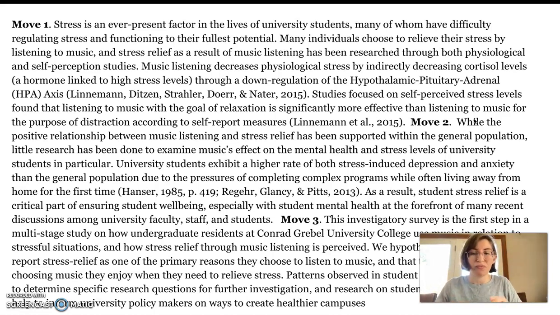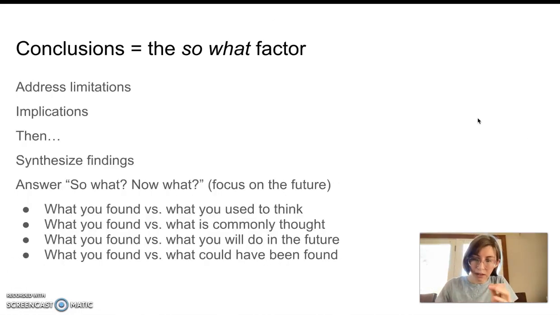It's the first impression, so that's why we have a lot of structure to it. There's less structure with the conclusion. But to write a good conclusion, you would focus on something called the so what factor. So you'd first address limitations, so biases or errors in your paper, and implications, how this paper should be used. But then you end on a synthesis of findings with a focus on the future. So what or now what are those guiding questions?